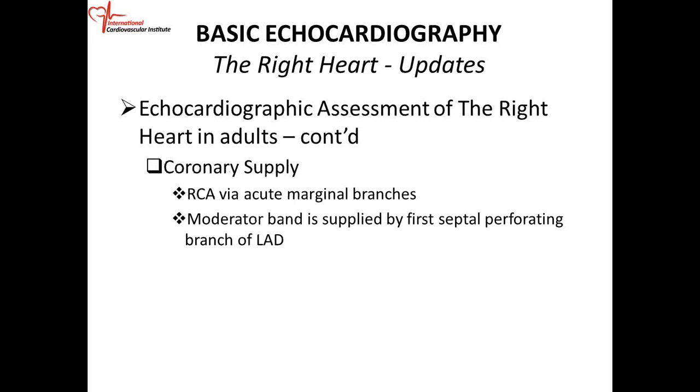Now remember the right ventricle, the blood supply to the right ventricle is via the right coronary artery, and it's the acute marginal branch of the right coronary artery. Okay, so the blood supply to the right ventricle is via the RCA, the right coronary artery, the acute marginal branch.